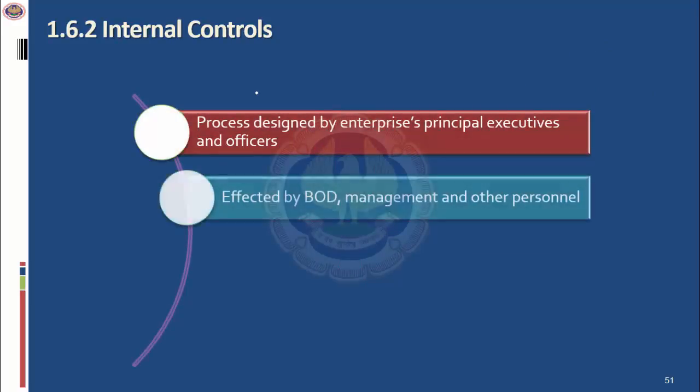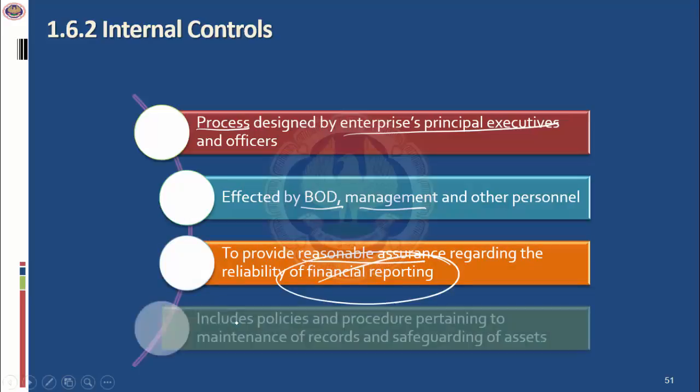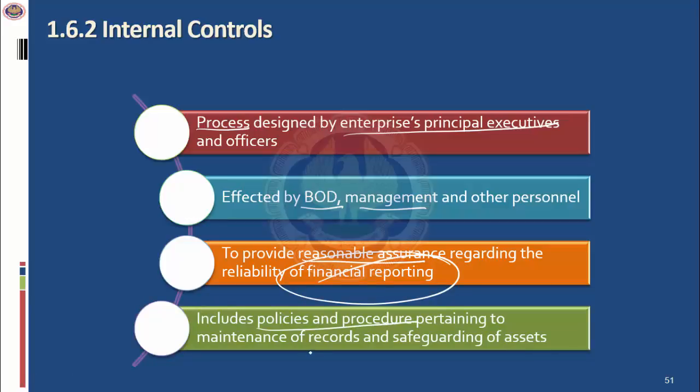Let's look at internal controls. What is the definition of internal controls? Internal controls is a process designed by the enterprise principal executives and the officers. This is effected by the board, the management, and the other personnel to provide reasonable assurance regarding primarily the focus on the financial reporting. It includes the policies and procedures pertaining to the maintenance of records and the safeguarding of assets.